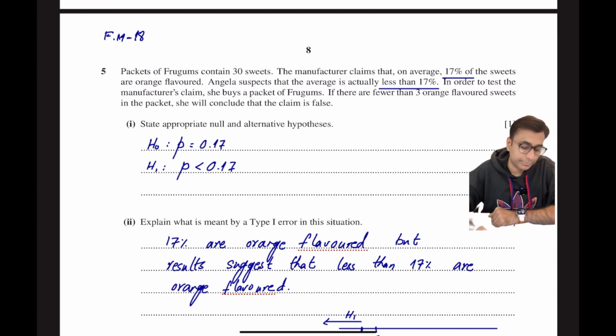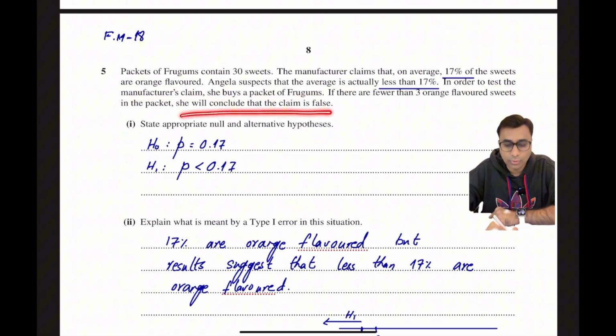This is Feb-March paper 2018. It says packets of fruit gums contain 30 sweets. The manufacturer claims that on average 17% of the sweets are orange flavored. Angela suspects that the average is actually less than 17%. In order to test the manufacturer's claim, she buys a packet of fruit gums. If there are fewer than 3 orange flavored sweets in the packet, she will conclude that the claim is false.